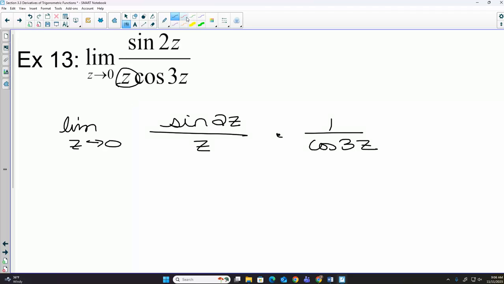So what do I have to multiply by on top and bottom? 2. So I'll put a 2 here, and I'll multiply this fraction by 2. So as z goes to 0, sine of 2z over 2z would turn into 1 times 2 over the cosine of 0, which is 1, so 1 times 2 over 1 is 2.